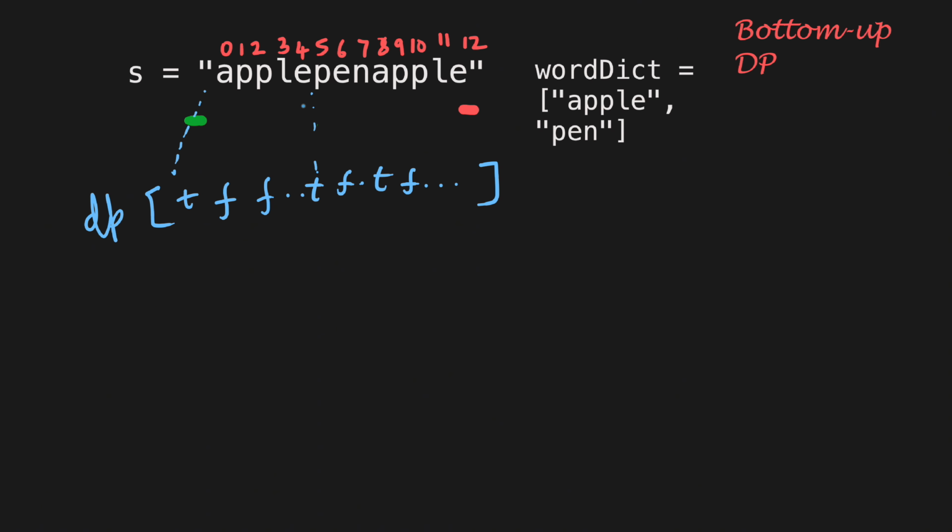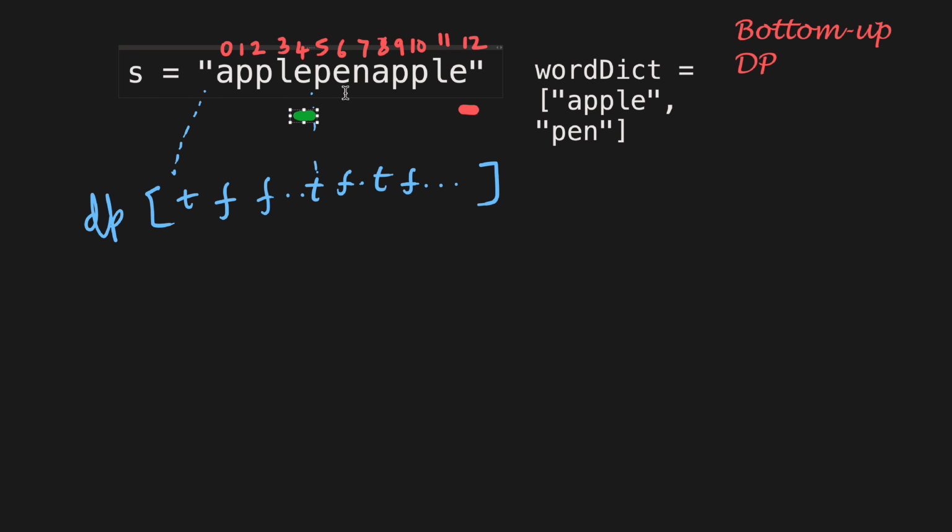So we then check if the remaining suffix, that is apple pen apple, exists in the word dictionary, and the answer is no. So we move the j pointer forward, and this time we check if the string of length 1, which is a, can be segmented, and the answer is no, because dp of 1 is false, and so on until we come to j equal to 5, where we see the prefix apple, which can be segmented.